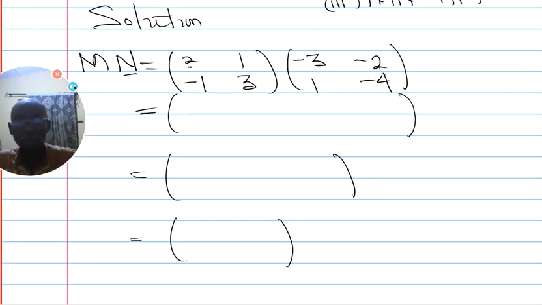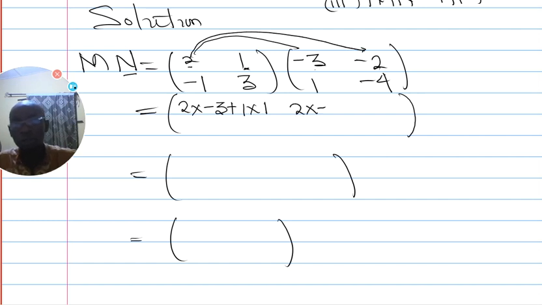The first thing, the first entry here times what? The second entry here, which is what? 2 times -3 plus, look at this one, 1 times what? 1 here, plus 1 times 1. We are done with that. The next thing is what? 2 times what? -2 here, right? 2 times -2. The next thing here is what? 1 times -4.